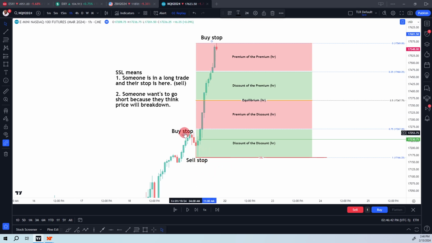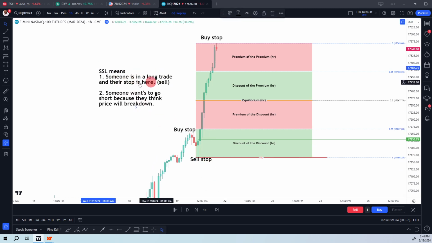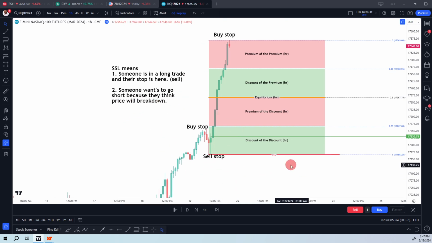Or you can have a buy stop here if you think once we break this high, price is going to keep running, so buy it and get me in so I can go. If you think it will go below, sell it to get me in so I can go. So you've got two different kinds: people that are in a long, and people that want to break out. That's where this liquidity comes from.